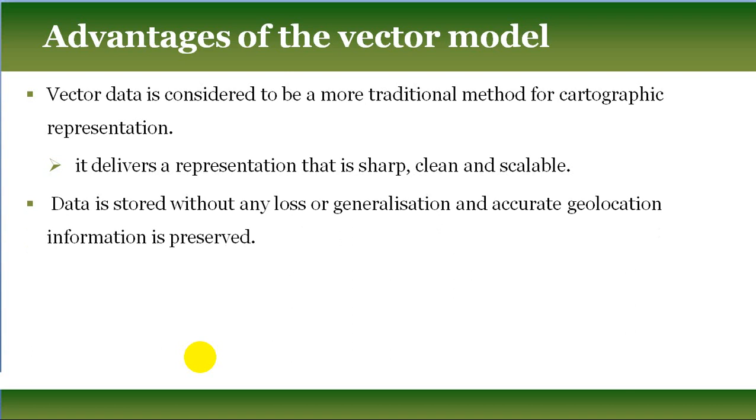Data is stored without any loss or generalization, and accurate geolocation information is preserved in vector data. Because it does not have such a grid structure, vector data can represent accurate geolocational information.